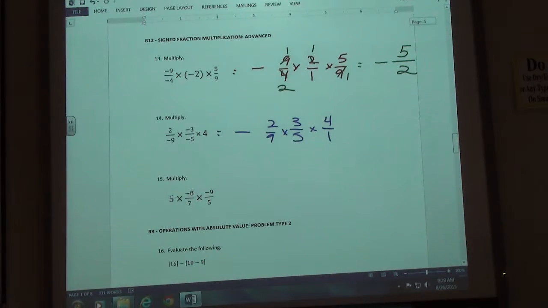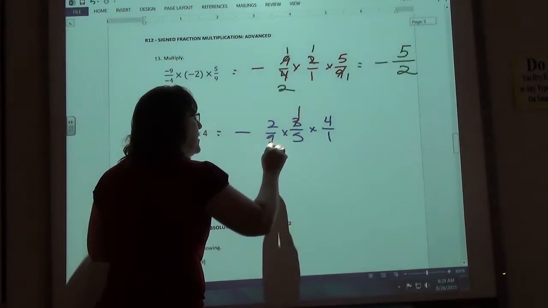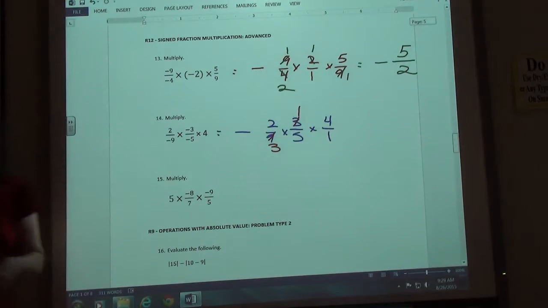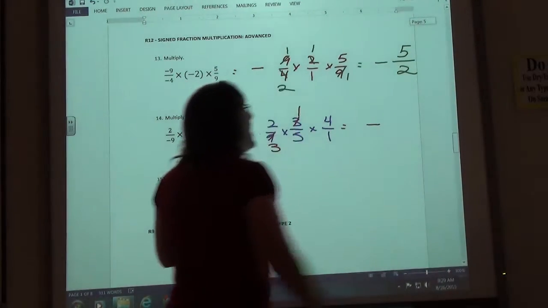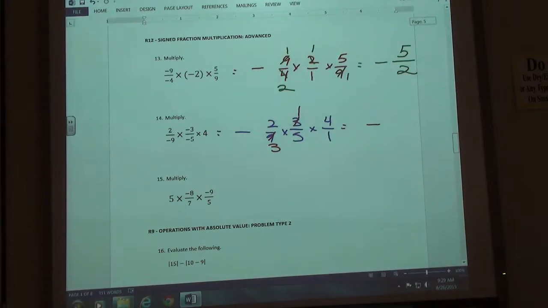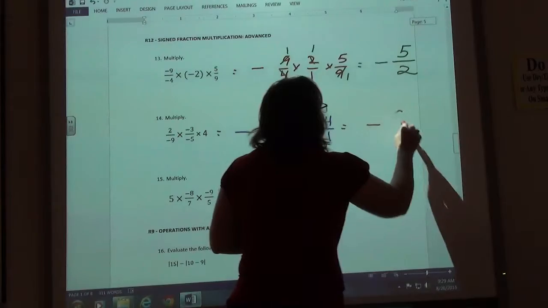So if I want to simplify that, is there any simplifying I can do? The 3 and the 9. The 3 and the 9. 3 goes into 3 once and into 9 3 times. It's all the simplifying I can do. I can't do the 2 with the 4 because they're both on top. So now I'm going to multiply. I know my answer is negative. Don't forget your negative. And then multiplying across the top, I would get 8 over 15.